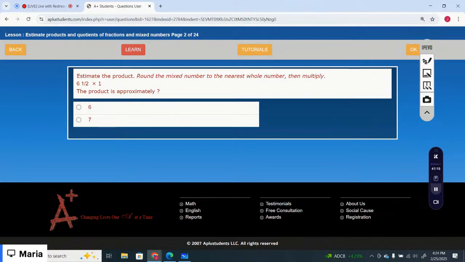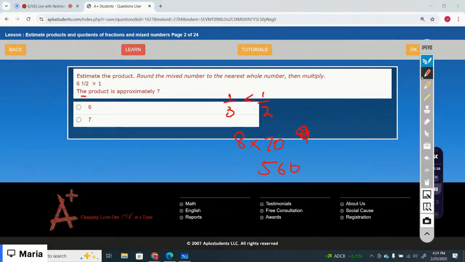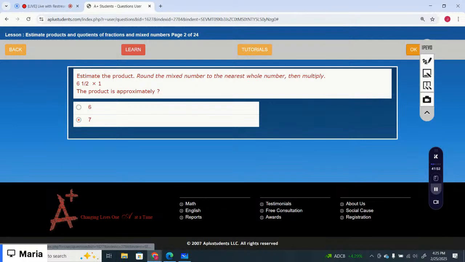6 whole 1 by 2 times 1. The fractional part is 1 by 2. That is exactly equal to half, so you need to round up. It would be rounded up to 7. And 7 times 1 is 7. The correct option is 7. Option number 2 is the correct option.